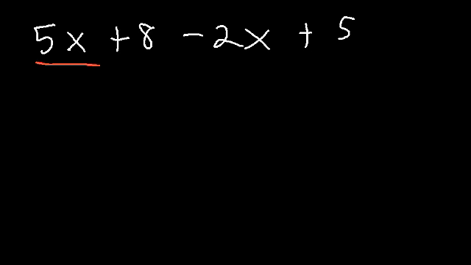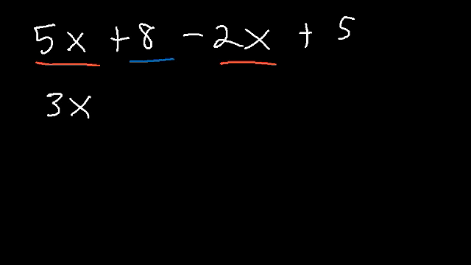We can't add 5x and 8. We can't say that's 13x because these are not like terms. 5x is similar to 2x because they carry the same variable x. So we can combine 5x and negative 2x. 5 plus negative 2 is the same as 5 minus 2, and that's 3x.